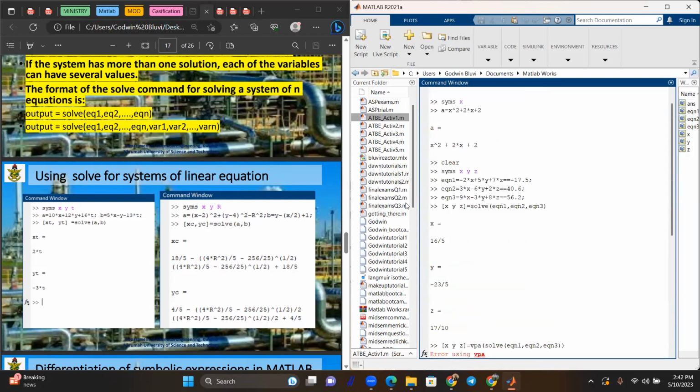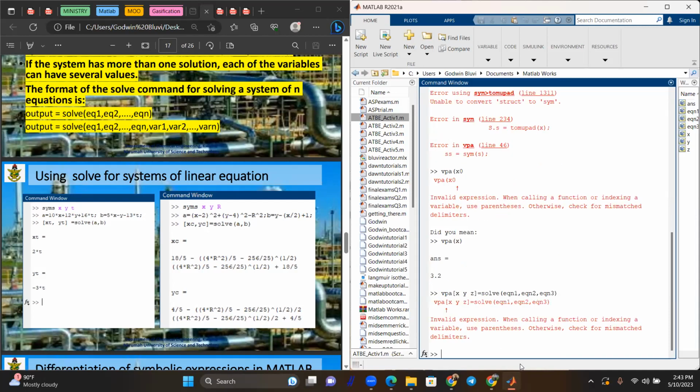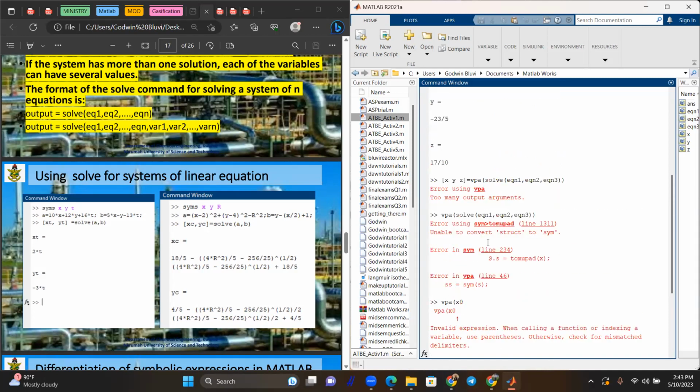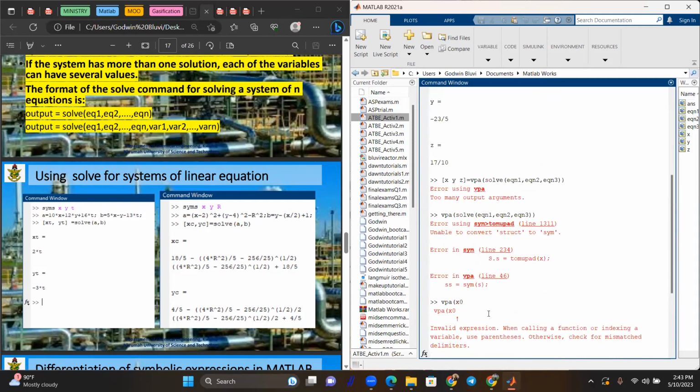So after you get the answers, you use VPA to get X, Y. No, let me do this. X, Y, Z is equal to solve open bracket equation 1, equation 2, and equation 3. When you're done getting the answers, you just do VPA of X, if you want to show it in decimals. So VPA of X, VPA of Y, and then VPA of Z.